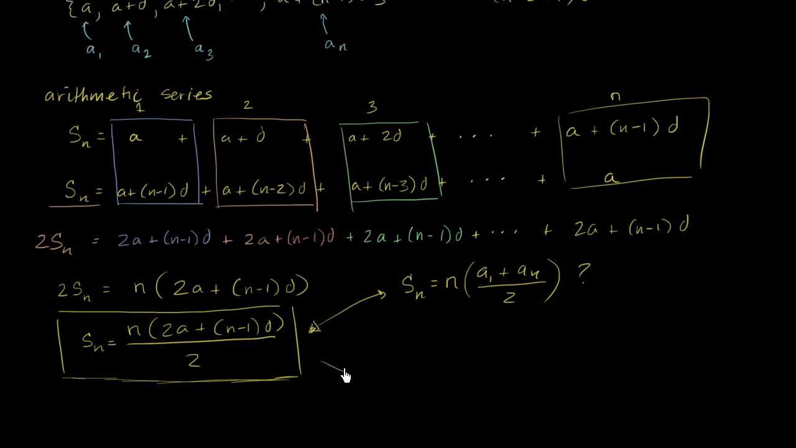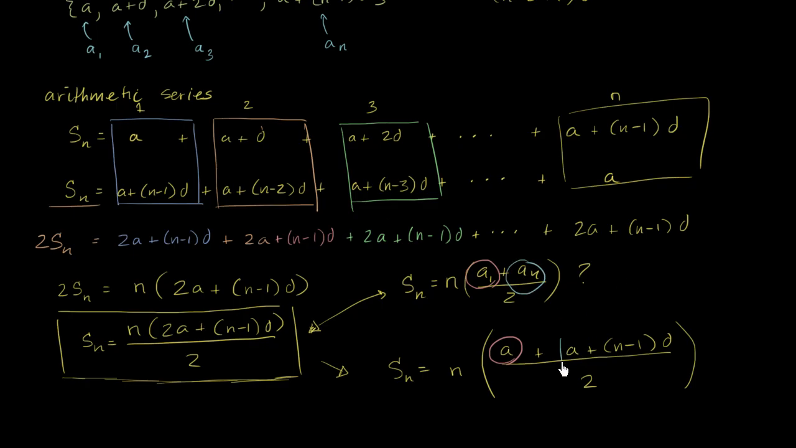So this could be rewritten as S sub n is equal to n times a plus a plus n minus 1 times d, I just broke up this 2a into an a plus a, all of that over 2. And you see, based on how we defined this thing, our first term, a1, is a. And then our last term, a sub n, is a plus n minus 1 times d.